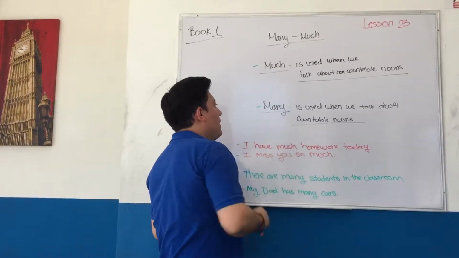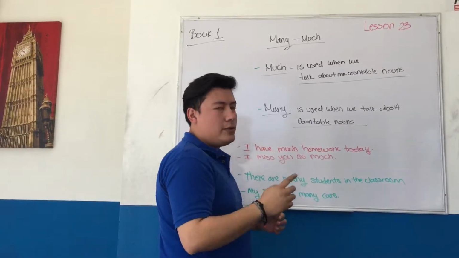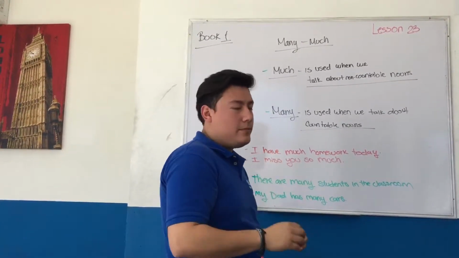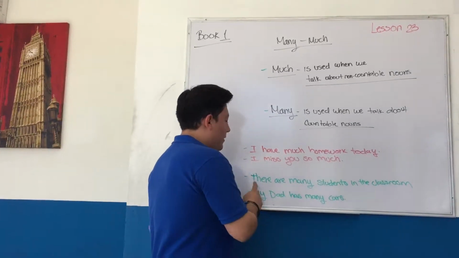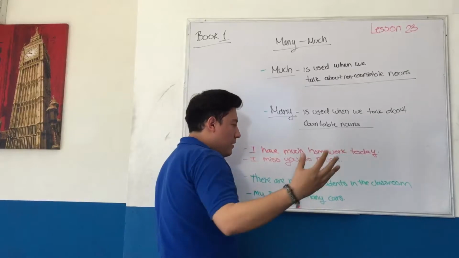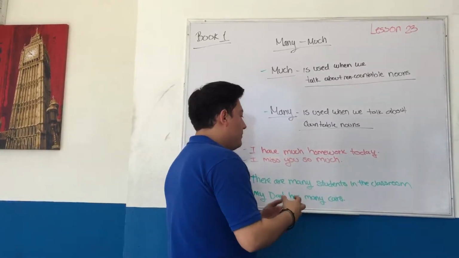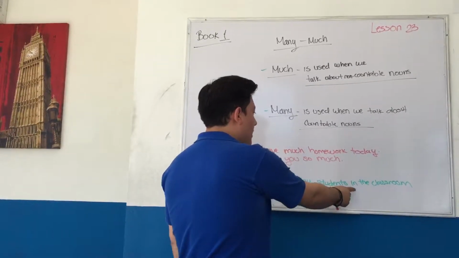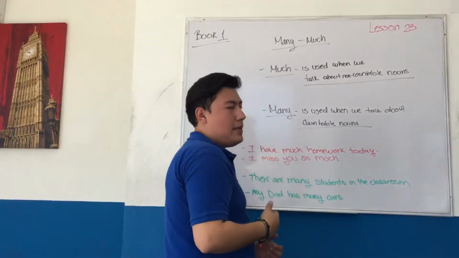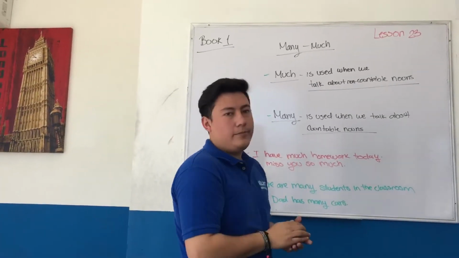We use many when we talk about countable nouns or countable things, and plurals. That's the clue. For example, there are many students. You can count students because it's something that you can count because it's plural in the classroom. My dad has many cars. Cars, that's something that you can count.